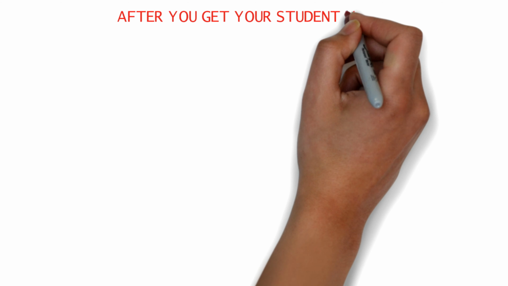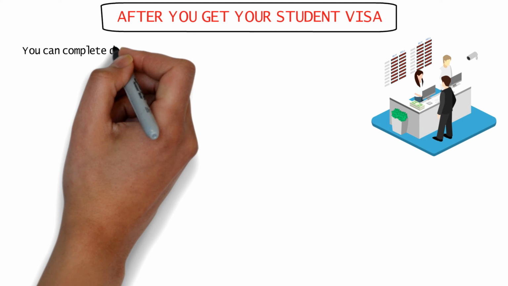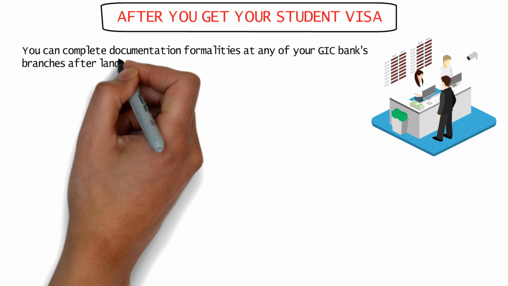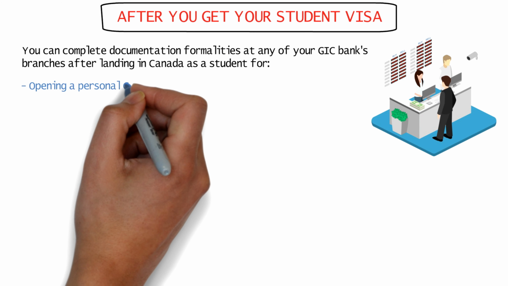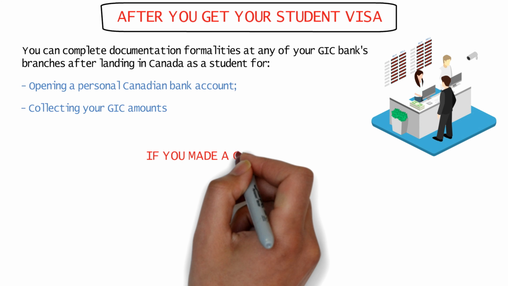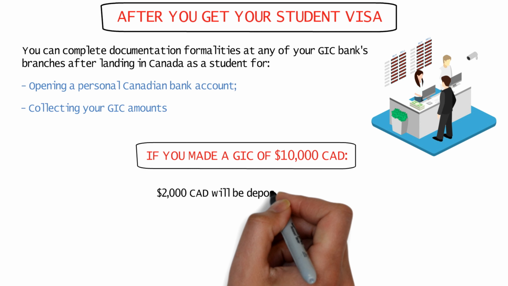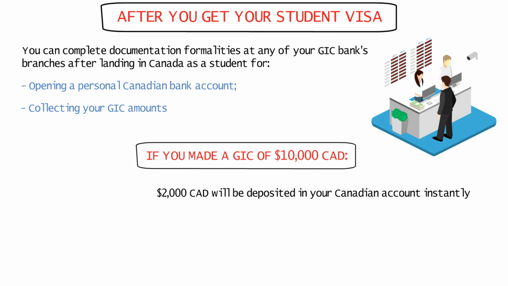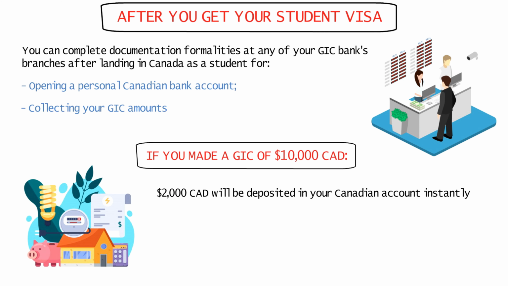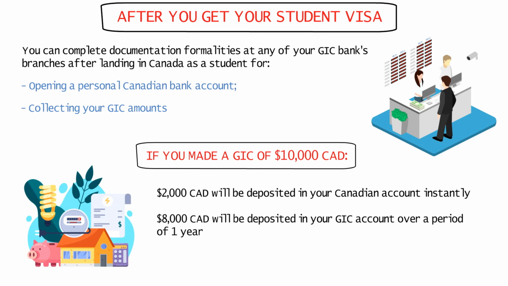Now, after you get your student visa, upon your arrival in Canada, you can visit any of your bank's branches to complete the documentation formalities. That's to open a personal Canadian bank account and the issuance of your GIC amounts. If you made a GIC of around 10,000 Canadian dollars, around $2,000 will be deposited in your personal account instantly to help you get settled in Canada, and around $8,000 will be deposited in your GIC account in a 1-year term, which will be paid to you monthly in equal installments.